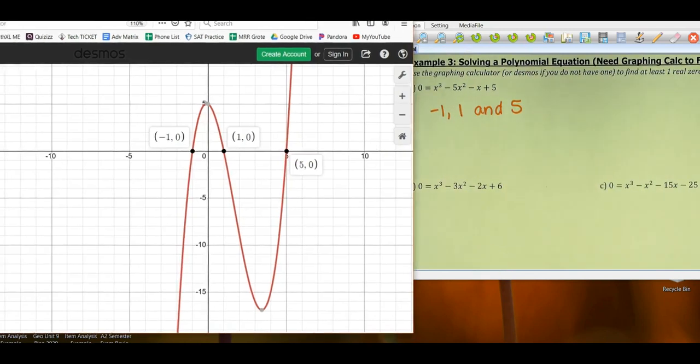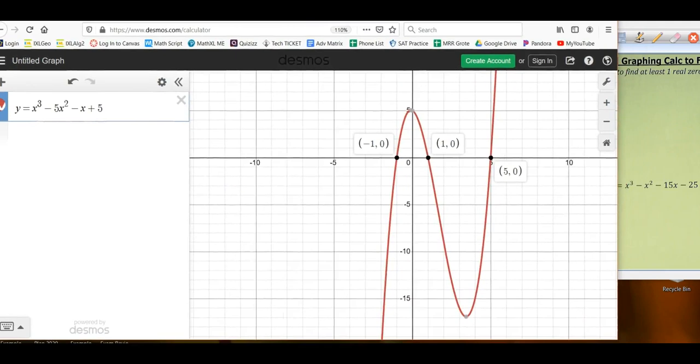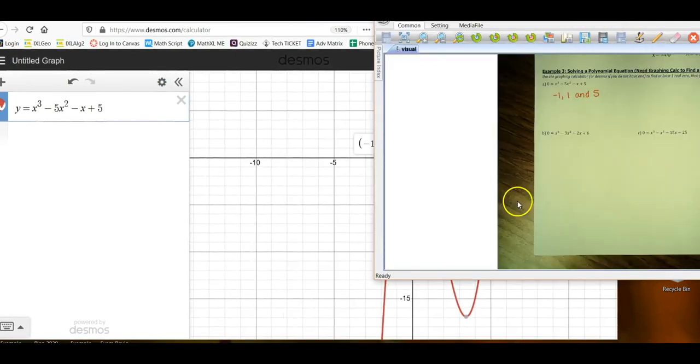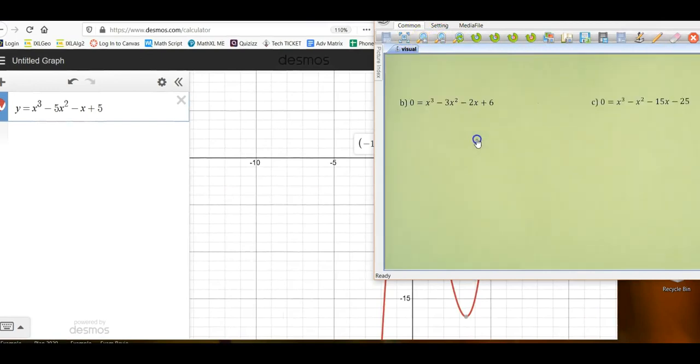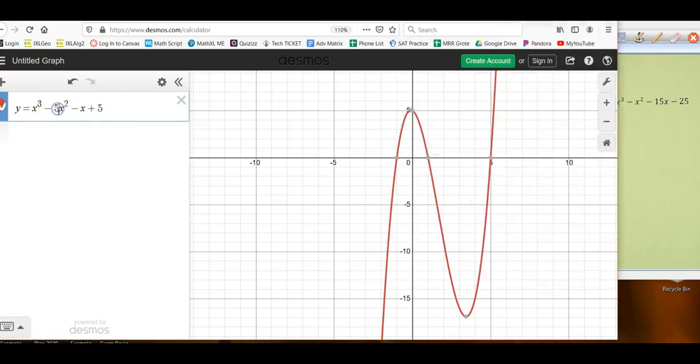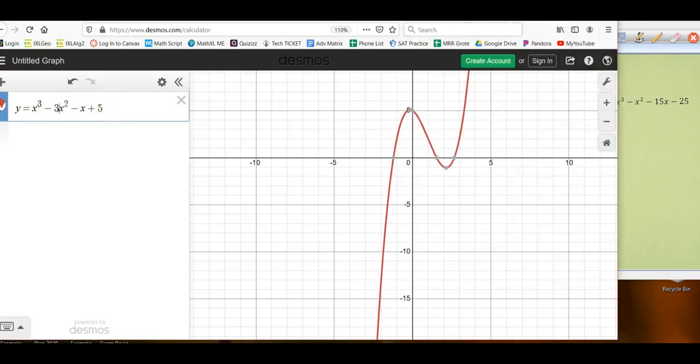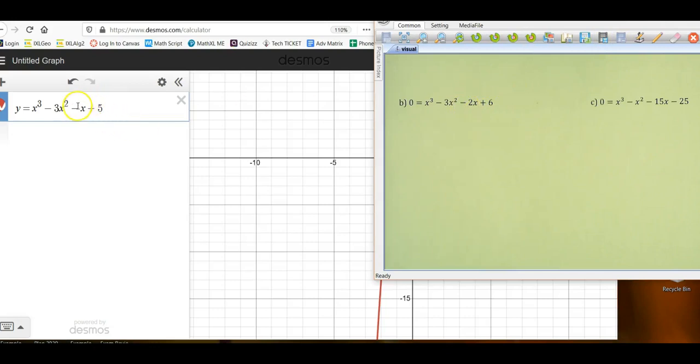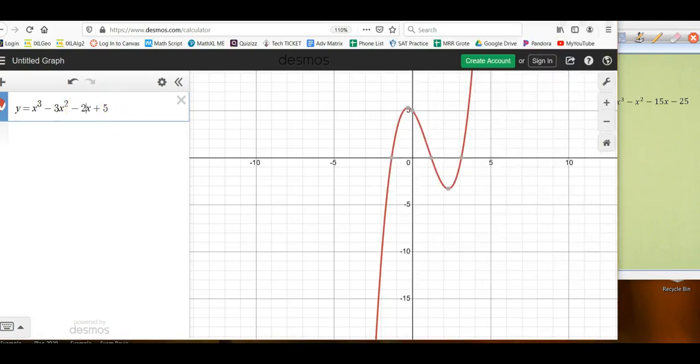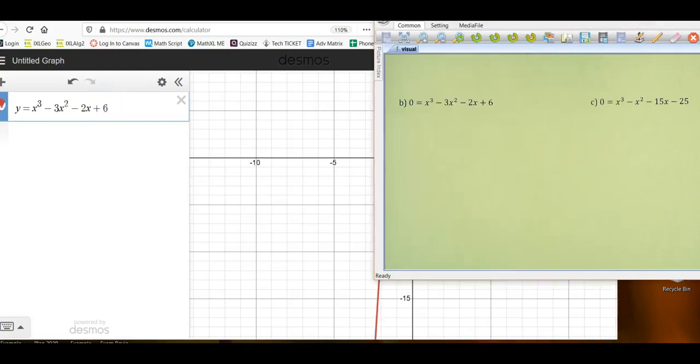Okay, now the other 2 are not going to be quite as easy. So here's my next equation, and really I just need to change a couple things. Now this should still have 3 answers, so let me just go back and edit this. This was a -3, and this is a -2x. I'm just going to add a 2 in there, and then +6. So here's our new problem, -3x squared minus 2x.